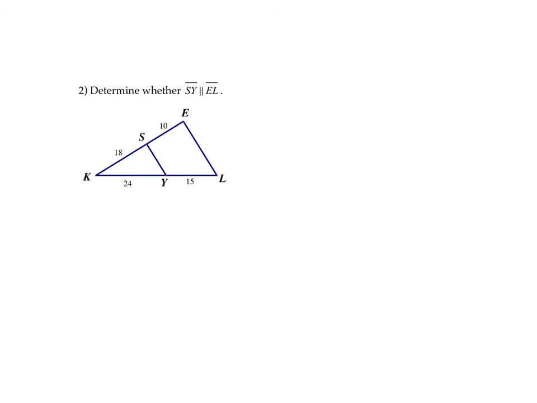In our second example, we want to determine if line segment SY is parallel to line segment EL. So we want to figure out if these two line segments are parallel. If we can prove that these corresponding segments are proportional, then we can conclude that those two lines are parallel, according to the converse of the triangle proportionality theorem. Again, this theorem says if a line divides two sides of a triangle proportionally, then it is parallel to the third side. So let's compare our sides.